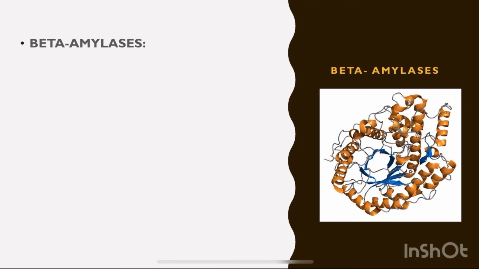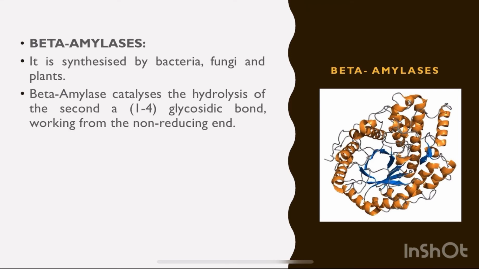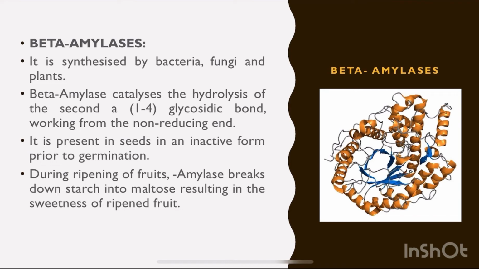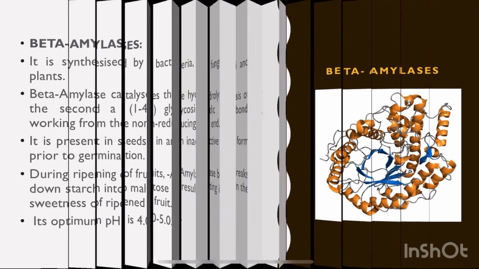Next one is the beta amylases. It is synthesized by bacteria, fungi, and plants. Beta amylases catalyze the hydrolysis of the second alpha 1,4 glycosidic bond, working from the non-reducing end. It is present in seeds in an active form prior to germination. During ripening of fruits, amylase breaks down starch into maltose, resulting in the sweetness of ripened fruits. Its optimum pH is 4 to 5.